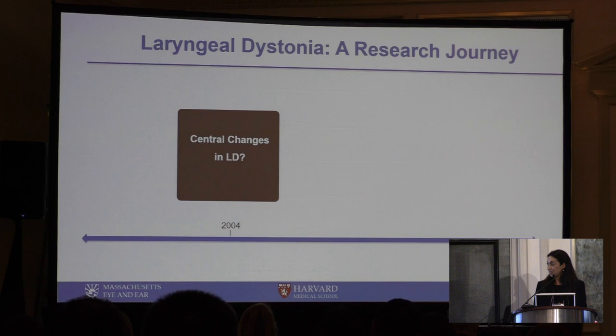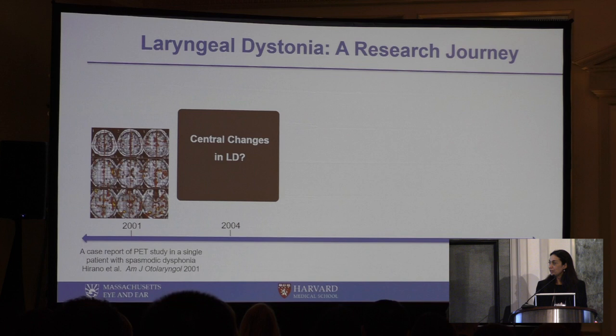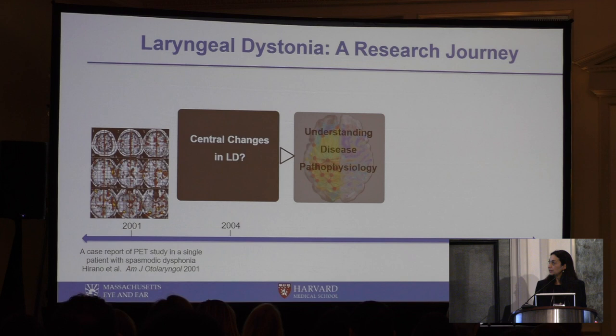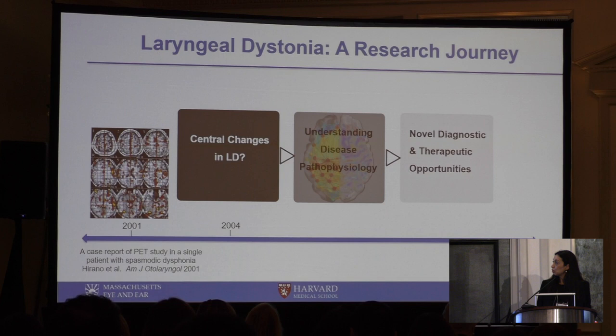I arrived at Kristi Lago's lab at NIH in 2004, and she handed me what looks now like a black box with a question: do you know what changes we can find in the nervous system in this patient? Looking back into the literature, there was a single case report of a PET study in a single patient with spasmodic dystonia by Hirano, published in 2021, that described some abnormalities in brain activity. So we took that and moved forward into understanding disease pathophysiology, which I will be focusing on for the remainder of my talk, and that led us eventually to developing some novel diagnostic and therapeutic opportunities.